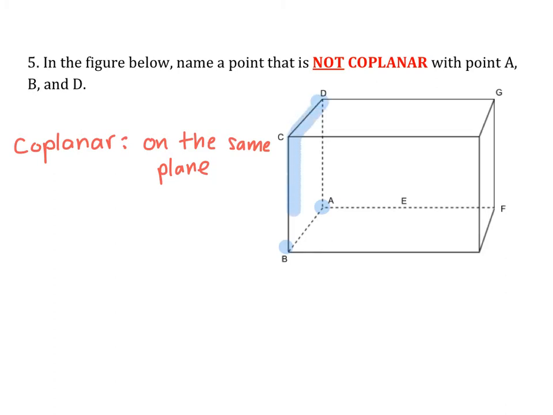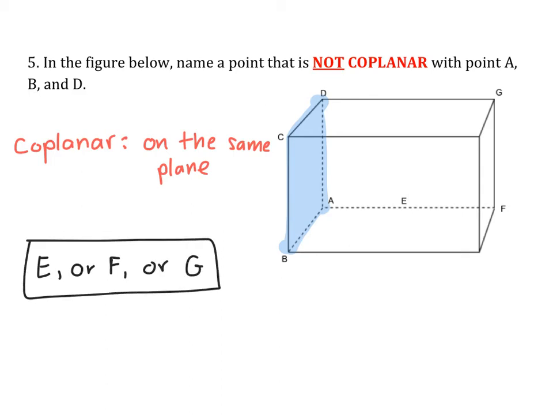So the plane that they are on, if you picture it as a box, would be that side of the box. So we want any point that is not on that plane. There are actually a few options here. You could say point E or F or G. Any of these points are acceptable answers because none of them are on the same plane as A, B, and D.